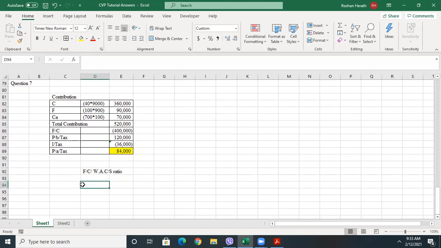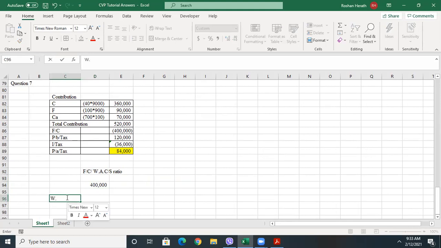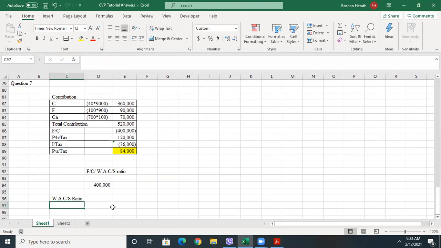So therefore figure out the fixed cost. It's straightforward. It's 400,000. Now work out what is the weighted average CS ratio. That's it. Work out the CS ratio. Weighted average. So it's simply the weighted average contribution divided by weighted average sales. That's it.